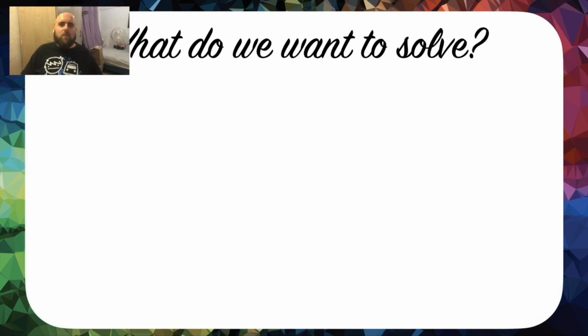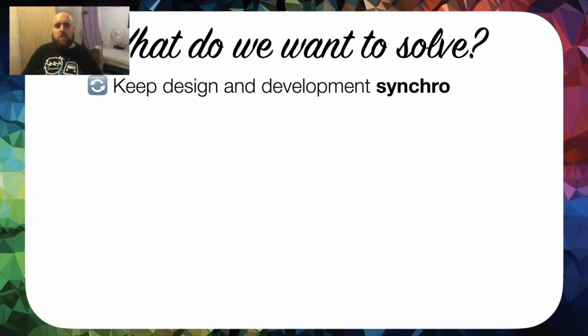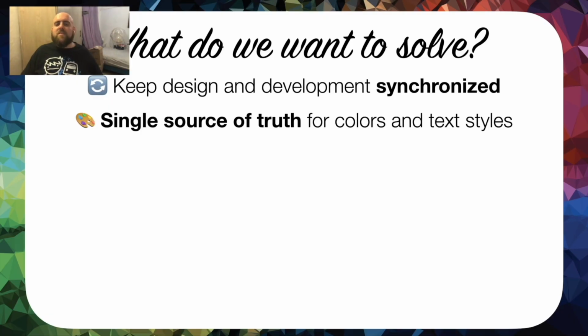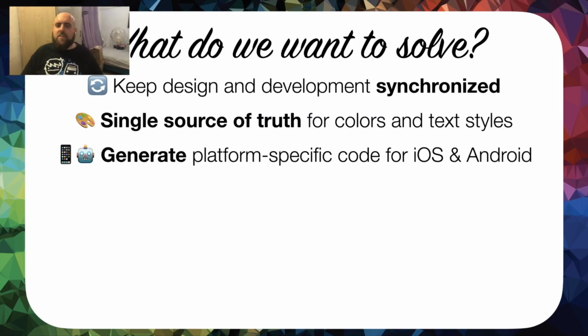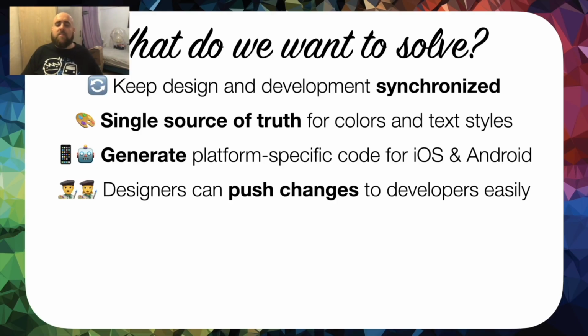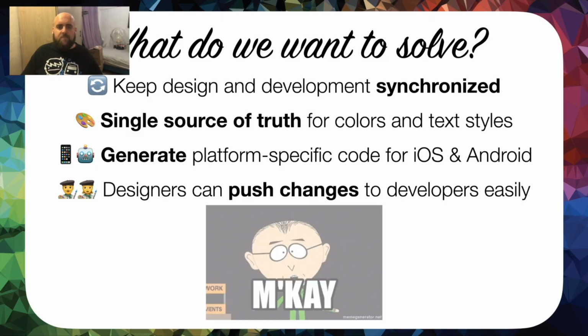So what do we want to solve for ourselves? Based on some of the problems I just showcased to you. We want to keep the design and development synchronized always. And we want a single source of truth for all of our colors and textiles and some other resources as well. We want the ability to automatically generate platform-specific code for all of our platforms, iOS, Android, and web. And we also wanted the designers themselves to be able to add a color, for example, and push these changes to the developers easily without developers even being involved in their process.